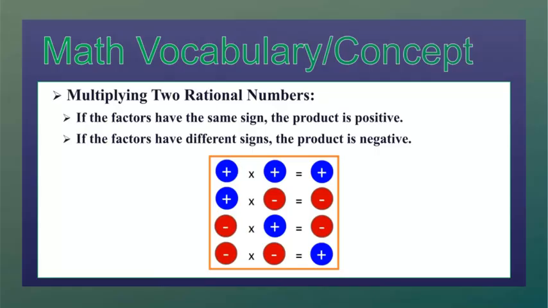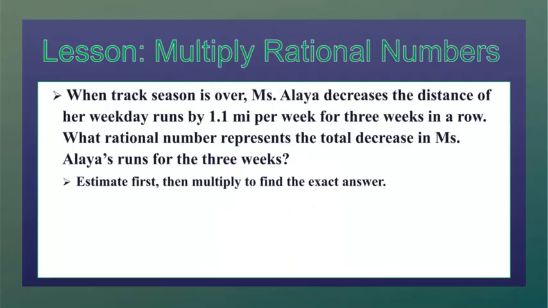So one thing to remember when you're multiplying rational numbers is that these numbers can be positive and negative. So if the factors have the same sign, the product is always going to be positive. If the factors have different signs, that's the only way to have a negative answer. So let's take a look at an example.